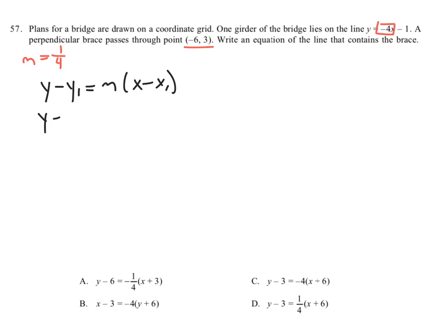Okay, so we say y minus the y coordinate that they gave us, which is 3, equals m. The slope that we're using is 1/4, because that's the opposite reciprocal of the slope we had for the other equation, times x minus the x coordinate that they gave us of negative 6.